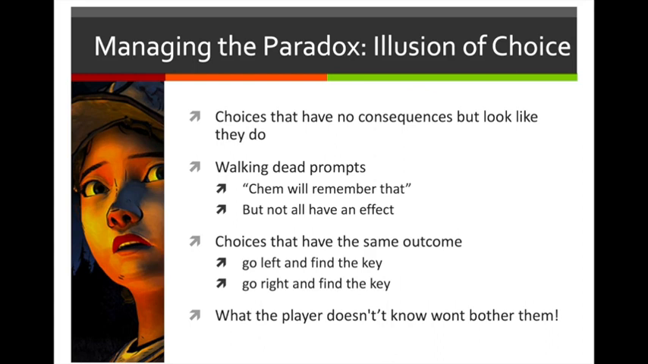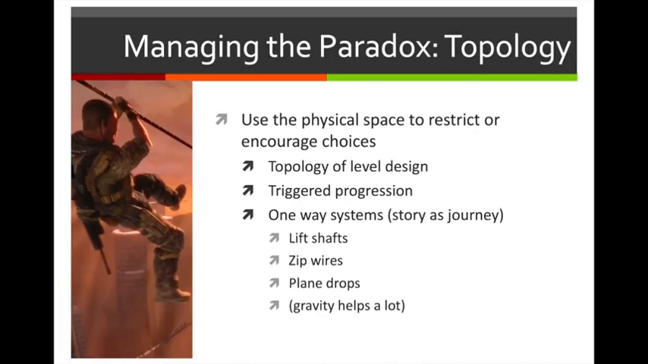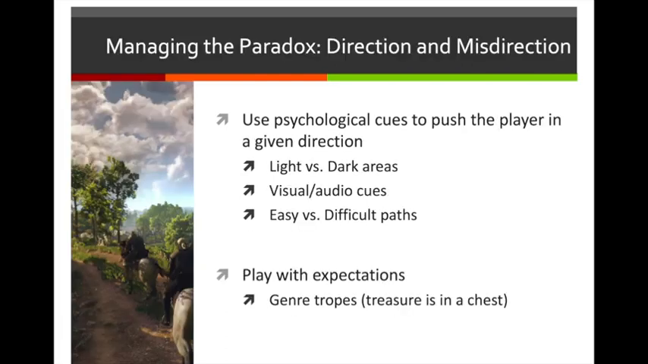And the illusion of choice is a perfectly reasonable way of managing this. You can use topology, use the physical space to restrict or encourage choices. So you might have triggered progression. You might use one-way systems. So, for example, lift shafts, zip wires, plane drops. Gravity is your friend. If people drop down and there's no way to climb back up, you are sort of forcing them to go in one direction, even though in theory they have an open choice about where to go.